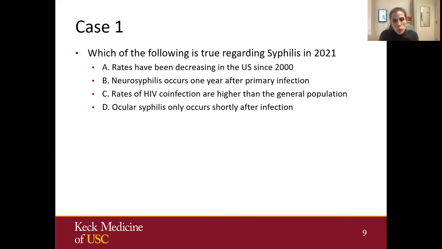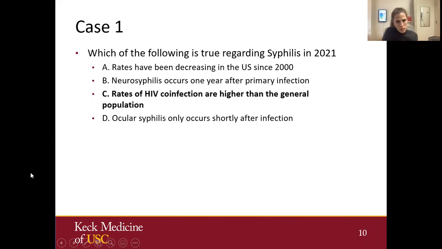So this one is: which of the following is true regarding syphilis in 2021? A, rates have been decreasing in the US since 2000; B, neurosyphilis occurs 1 year after primary infection; C, rates of HIV co-infection are higher than the general population; or D, ocular syphilis only occurs shortly after infection? I'll let you think about that for a second, and then the answer will come up. So in this case, the best answer is C, that rates of HIV co-infection are higher in syphilis patients than in the general population. We'll talk about that more coming up.